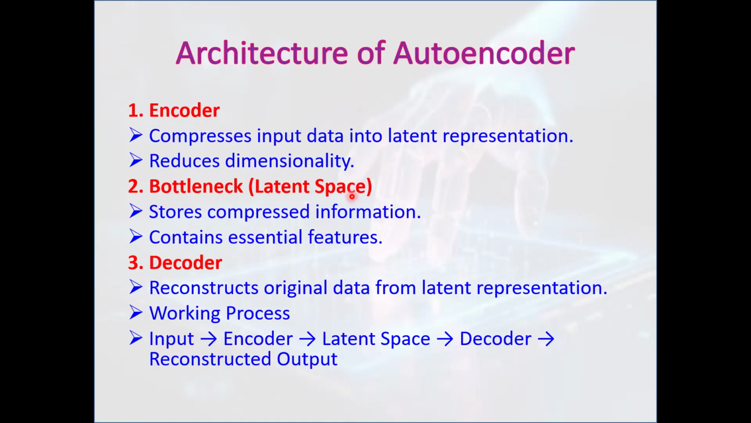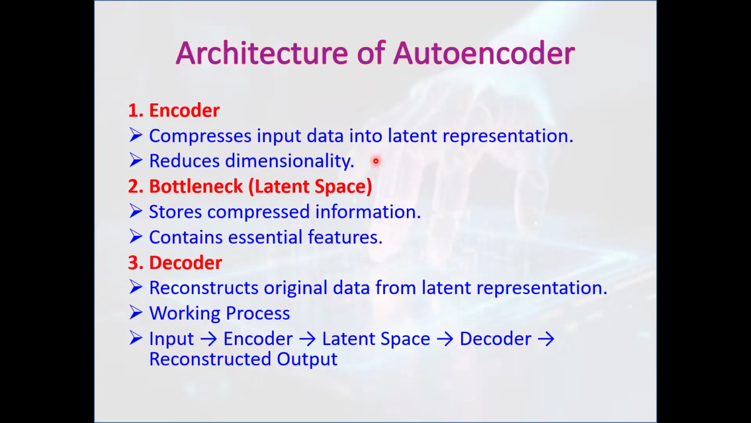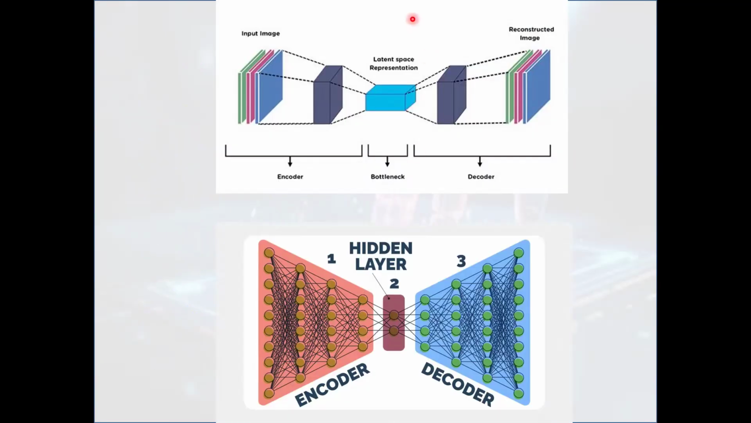The bottleneck is the central layer of the autoencoder. Here I'll show it to you. This is the central layer of the autoencoder where compressed information is stored. It forces the network to learn efficient representations of the input data and store them as compressed information. The latent space contains the compact version of the original data.